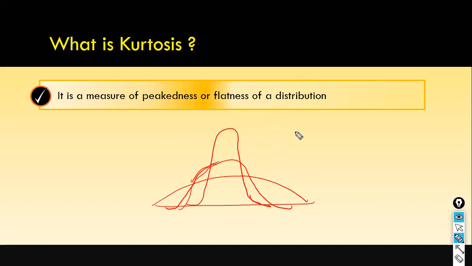When the peak of the curve becomes relatively high, this is called leptokurtic. And when the curve is flat topped, the peak is kind of flat, like that, then it is called platykurtic. And this one is called mesokurtic.